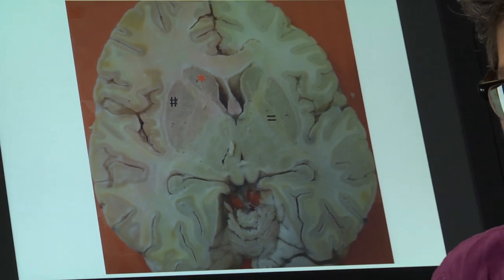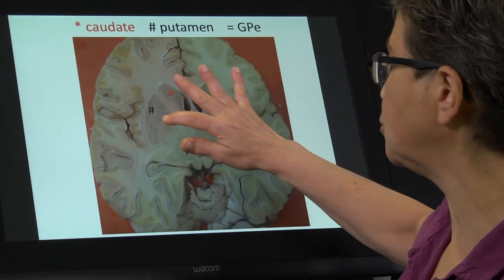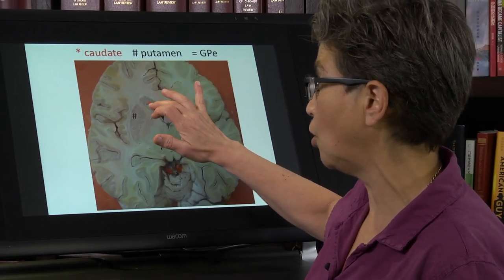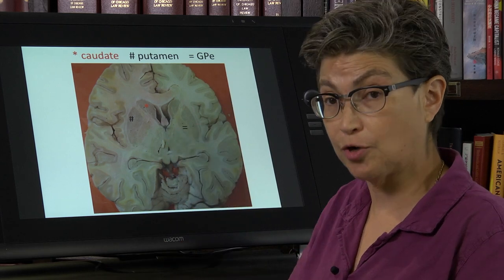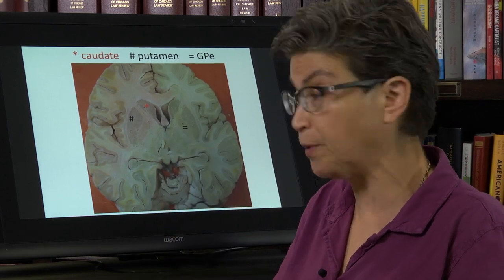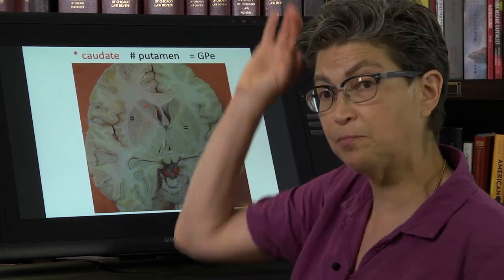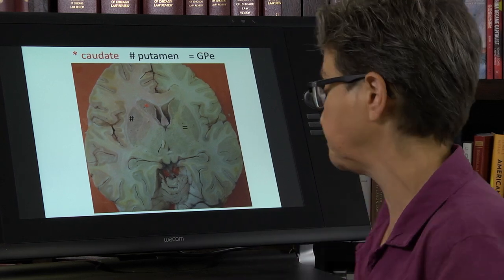Now that's just an anatomical term. These are not functionally the same. Caudate and putamen are functionally the same. They are functionally the striatum. That is a functional grouping. The lenticular nucleus is simply an anatomical grouping.